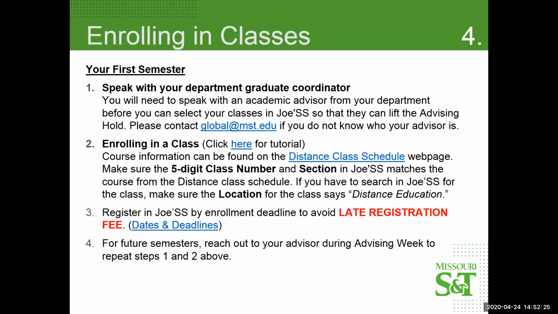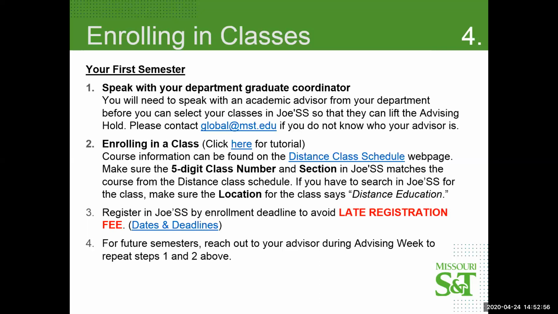The next step is to get enrolled in your class. You can click there for a tutorial to take you step by step in getting enrolled. There's the link to go to the distance class schedule webpage. And once again, make sure the 5-digit class number and section in JOES matches the course from the distance class schedule. If you have to search in JOES for the class, make sure that the location for the class says distance education.